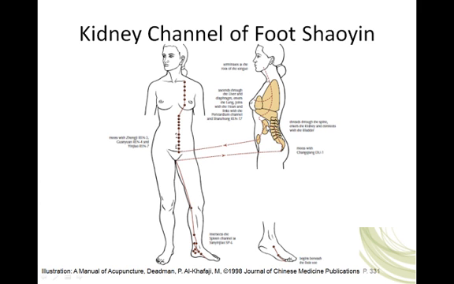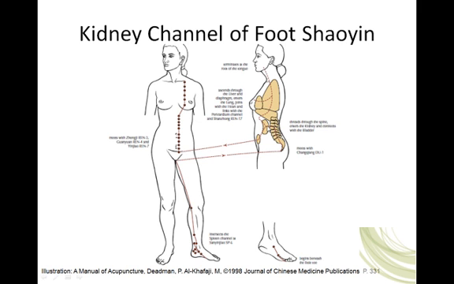One branch ascends internally, deep. It connects with the liver, passes through the diaphragm to enter the lung, connects with the heart and the pericardium at Ren 17, which is conception vessel 17. And then the branch continues up to end at the root of the tongue.